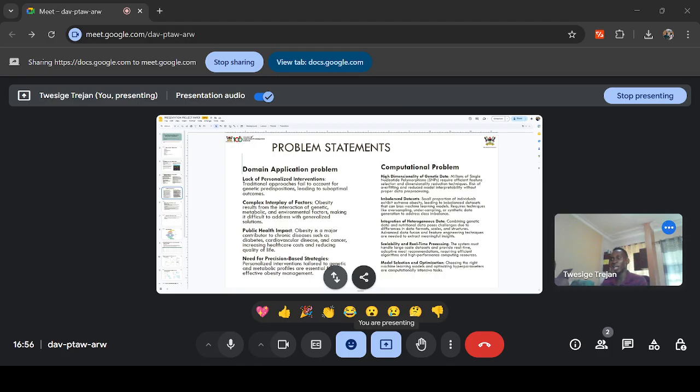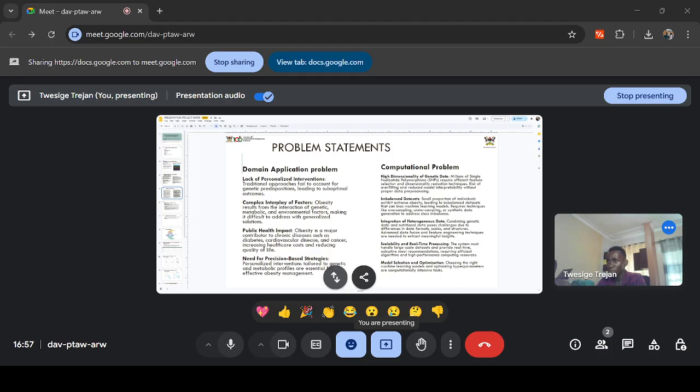The traditional approaches have failed to some extent, not completely, but they've not achieved what is actually required. Then there is the complex interplay of factors: obesity results from the interaction of genetics, metabolism, environmental factors, and things like that. And then we also have the public health impact. Obesity is definitely a major contributor to, for example, diabetes and cancers, among so many other things. So we have a need for precision-based strategies.